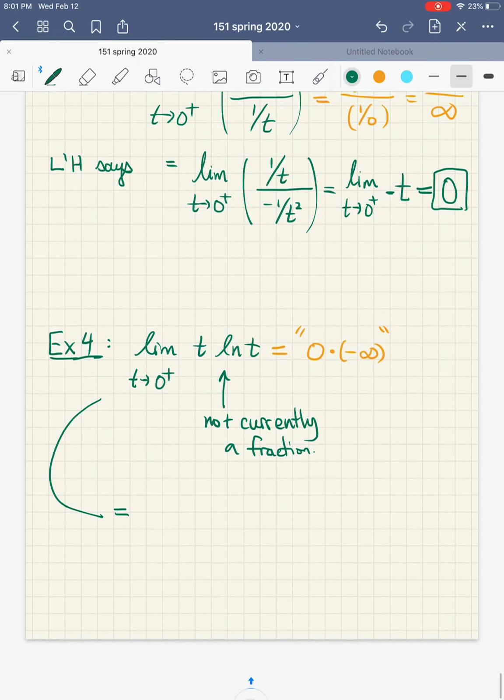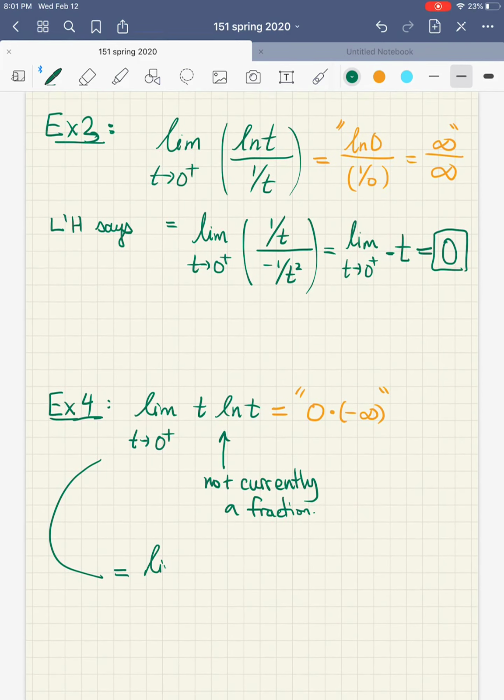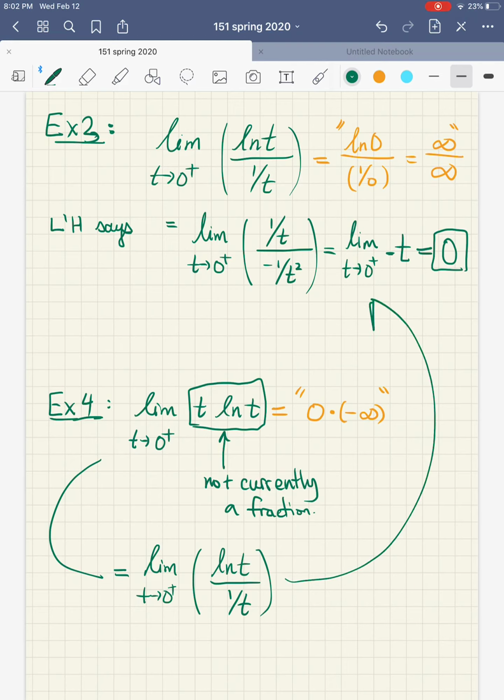What we can do is say, well, this is really the same. I'm just going to rewrite it. t times the natural log of t is no different than the natural log of t divided by 1 over t. Right? So just pause for a second and think about whether or not those are the same. And then we can ask, well, if we try L'Hopital's rule, it's just this problem up here. We've already done that problem. We know that that answer is 0. And so that's what we're going to do.